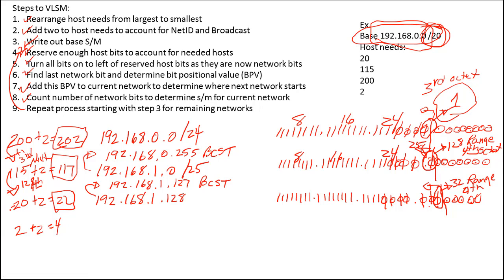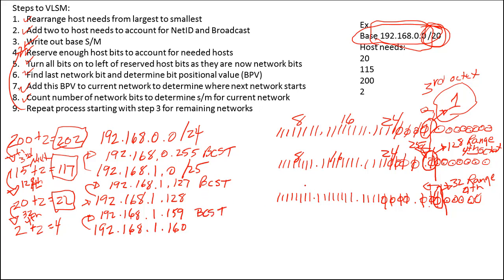So I can come down to figure out my next network. I just add 32 on the 4th octet. 192.168.1, 128 plus 32 is 160. Right? Now I can work my way backwards to get the broadcast for this network, and that would be 192.168.1.159. And that's my broadcast.